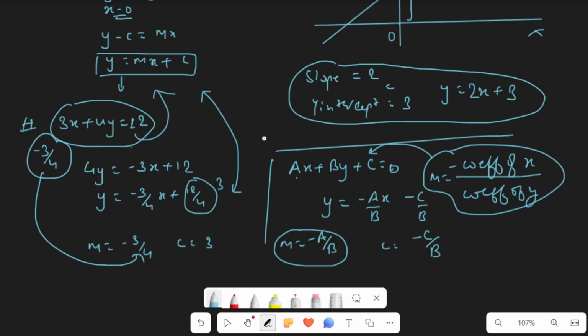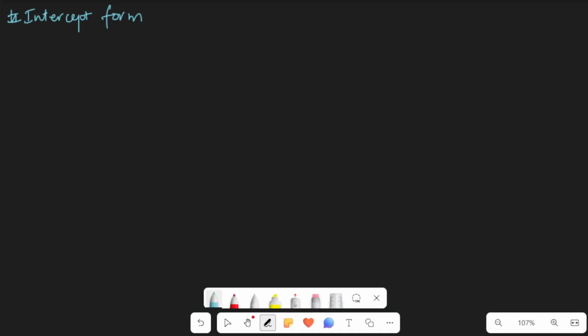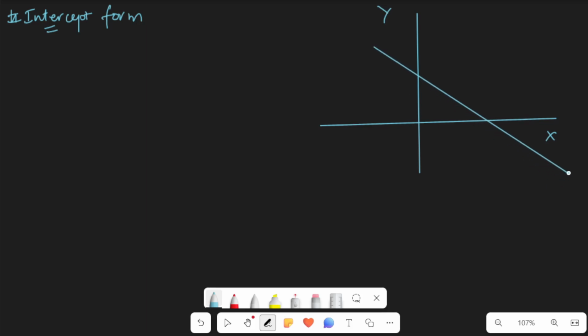Next, we'll see another standard form, which is intercept form. In this section, we are going to talk about intercept form. That means we know both the intercepts. Okay, let's consider these are axes x, y. We have a straight line like this, and we know the intercepts.